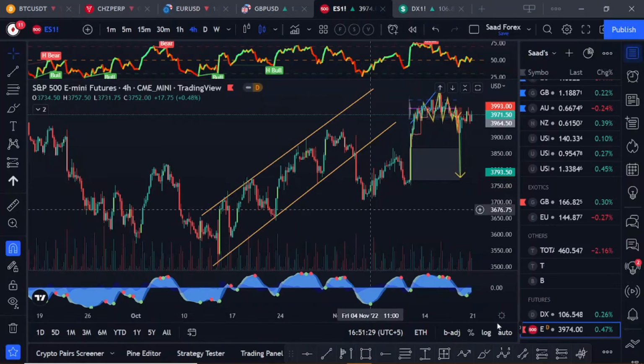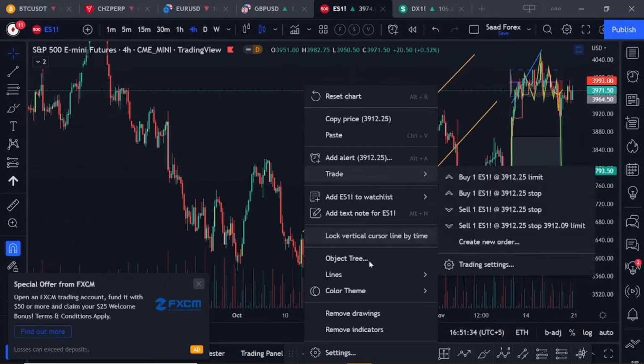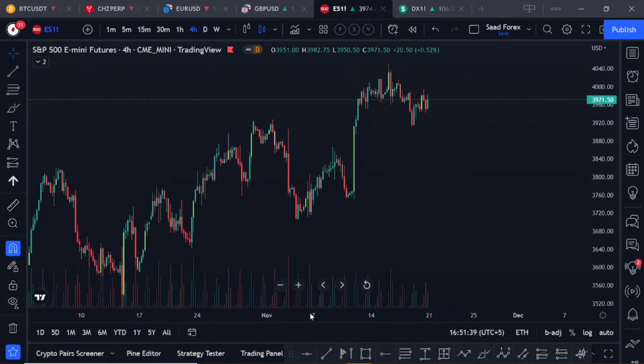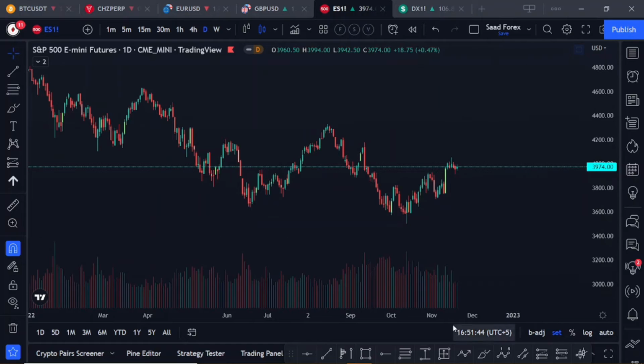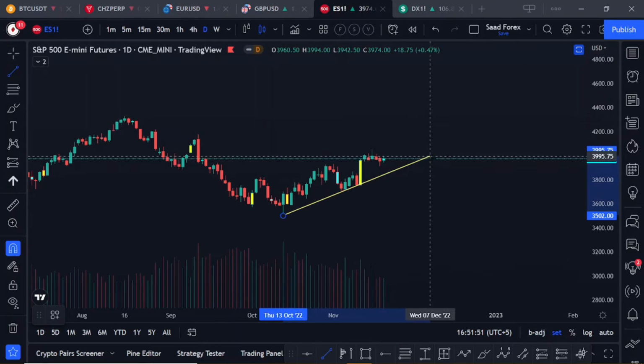Okay, let's look at the ES, S&P 500 chart. Let me clear the chart first. Okay, look at this on the daily time frame. So we are in a small uptrend. Here we go. We are in a small uptrend here.